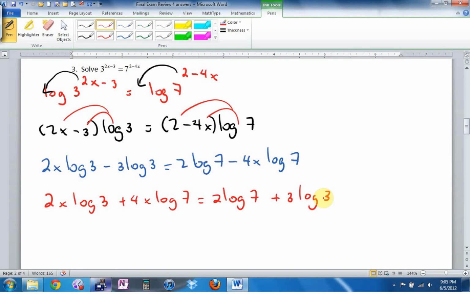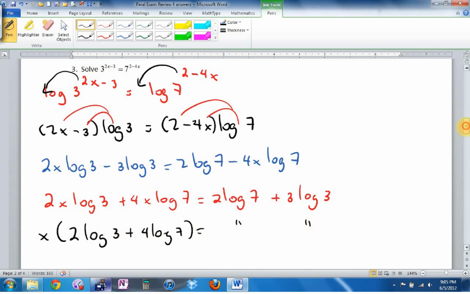Now what? How many x's do I have on the left? 2. How many would I prefer? 1. It would be wonderful if there was some kind of a grade 9 mathematical operation. Oh yeah, greatest common factor. Cool. And I'll get 2 log 3 plus 4 log 7 equals this thing.